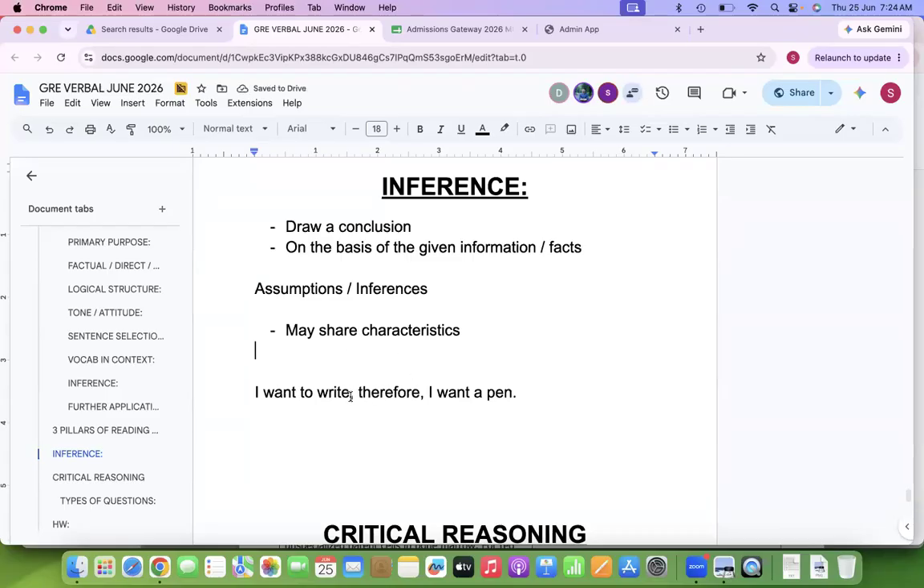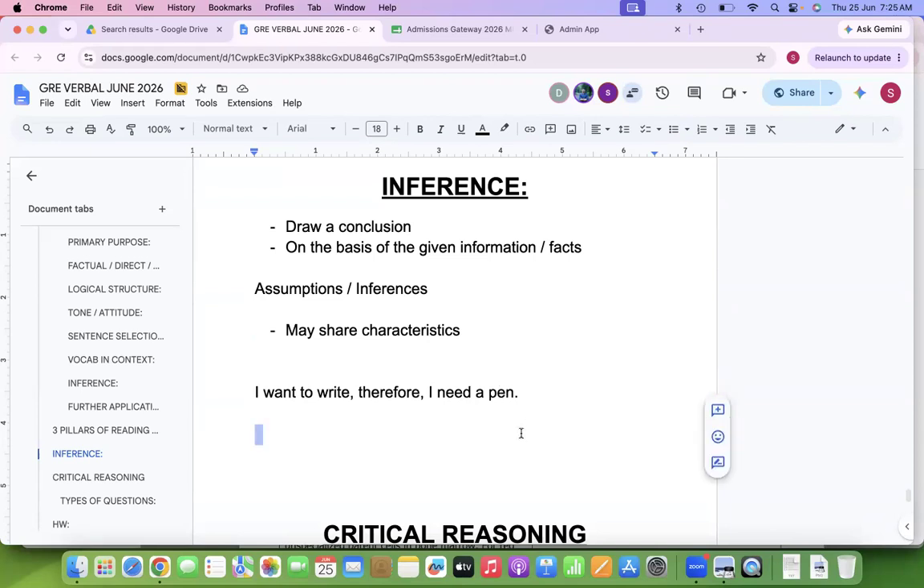If I remove this word therefore, I want to write, I want a pen. There may not be any connect between these two. I might as well say I want to write, I want a hat. Why should these be connected? But the moment I put therefore, the situation changes. Now there's a relationship between these two points.